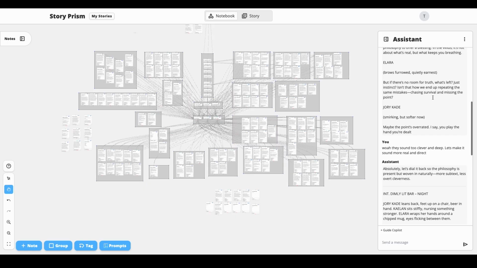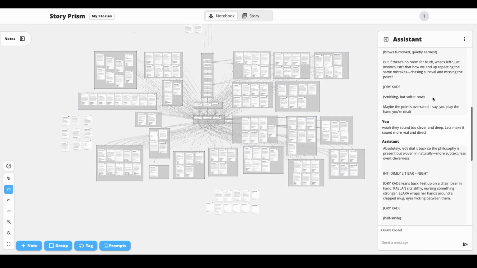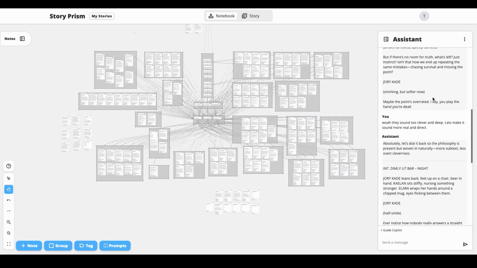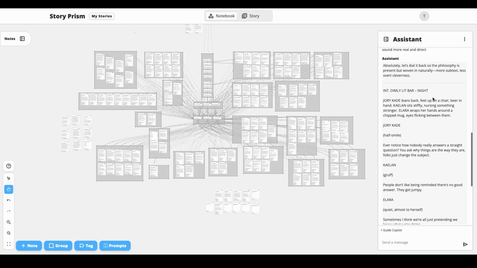Okay, so this is a little too much for me. It's a little too deep. So I went ahead and told it to tone down the cleverness and depth and to make it just sound more real and direct. So let's see what it does here.